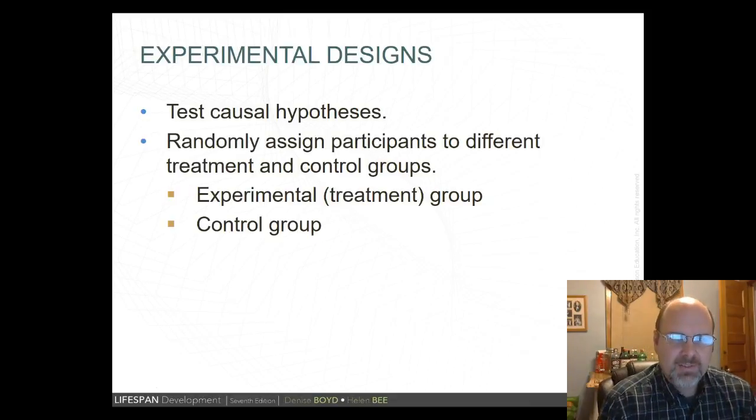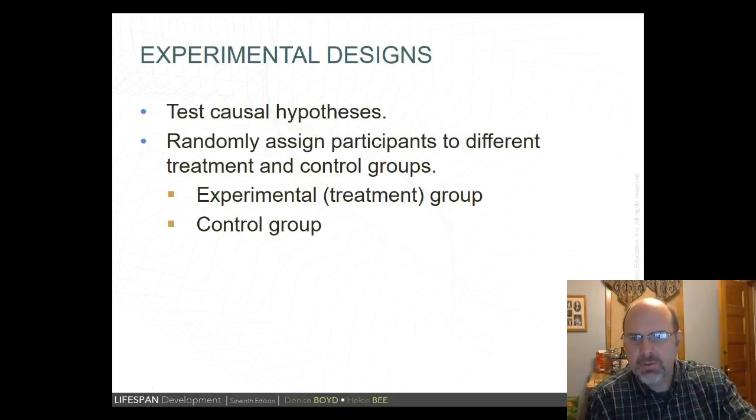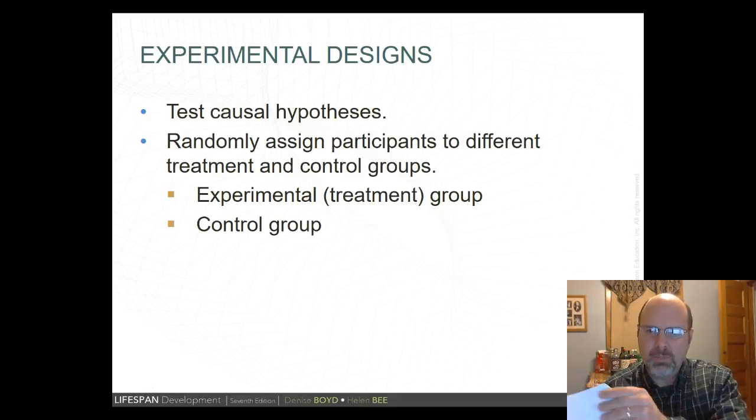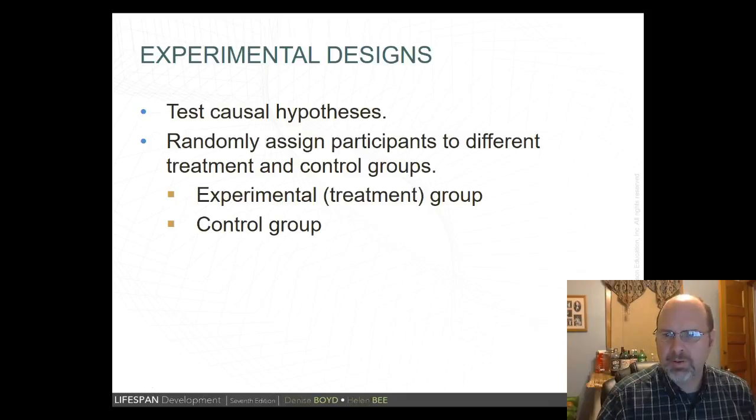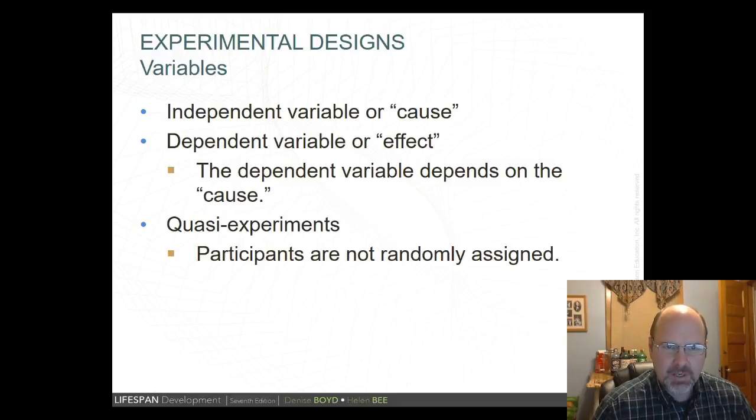Let's look at experimental designs. Of course, you start out with a hypothesis, and you want to test it to see if one causes another. And you have what's called the experimental group, and then you have what's called the control group. The experimental group gets treatment the experimenter thinks will produce a particular effect. The control group gets no treatment or neutral treatment. It's important to be able to distinguish the independent variable, or the cause, from the dependent variable, which is the effect. So the independent variable, which is often used as X, causes Y, and the dependent variable depends on the cause.